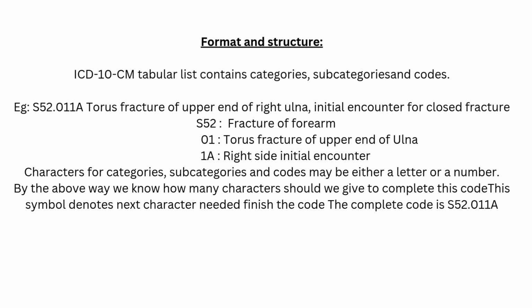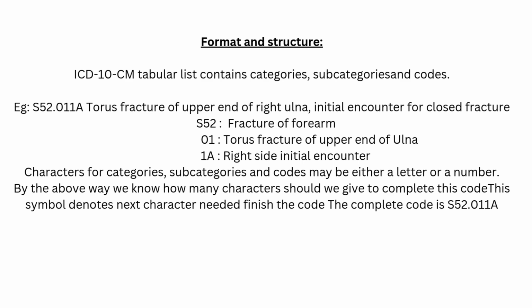Here we can divide it into the parts of the code. S52 is fracture of forearm, 0.1 is torus fracture of upper end of ulna, and 1A is the right side, initial encounter. A means active treatment and initial encounter. The characters after the category and subcategory may be a number or a letter. In this way, we know how many characters we need in a complete code.